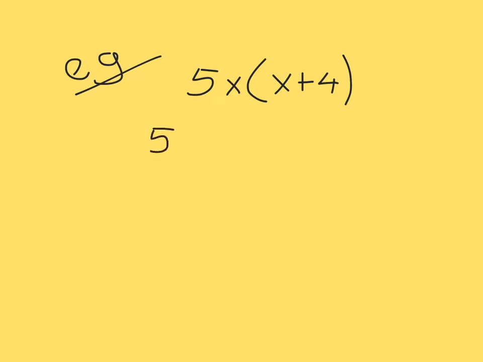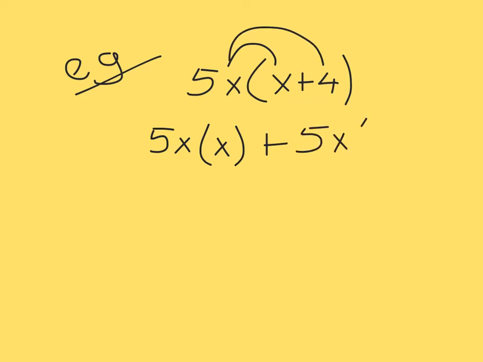So we have 5x. We know we're going to multiply that just by x, and then we have plus 5x by 4. So here we have 5x by x. And remember, we said that when we have x by x, there's a little imaginary 1 on both of those. And when we have the same variable, we can just add the powers.